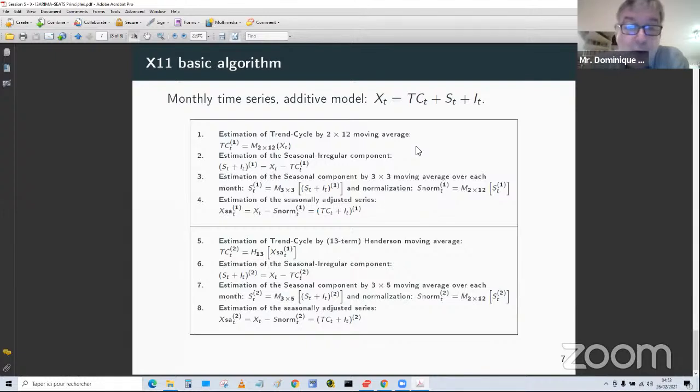Okay, so we have your raw data. Your raw data is X sub T. You have a trend cycle, a seasonal component, and an irregular. We are in the second step. So all the other parts have been estimated and removed. So this is my model.